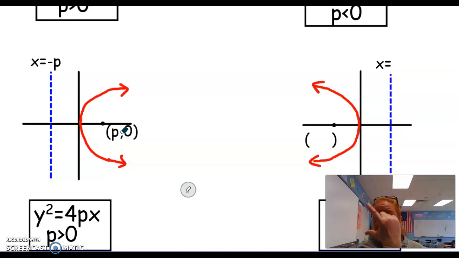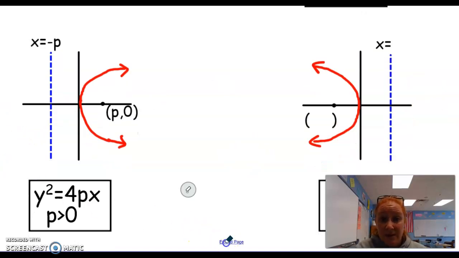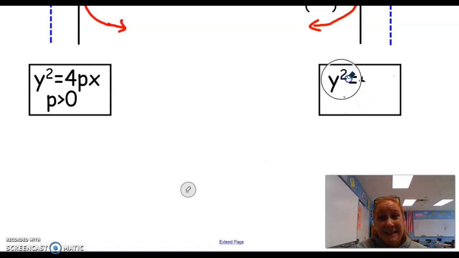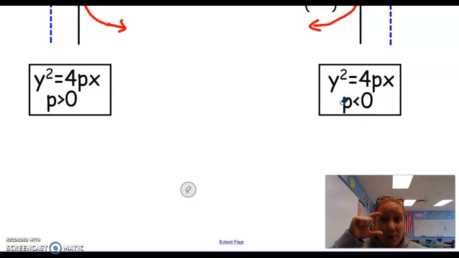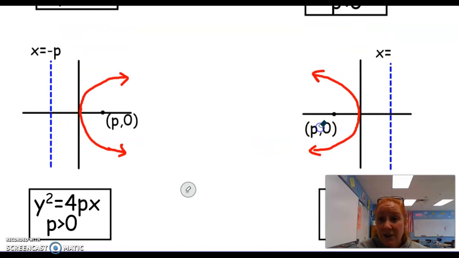Okay, this one is opening that way, so therefore we know that in the equation, let's see, we'll go up a little higher. In the equation, it's going to be a y squared because it's opening to the side. Still 4px, but this time we know that the p is negative because it's opening to the left. So I think that was backwards on your picture. It's opening that way. Okay, so let's go up here. So p is negative. This one is just the opposite of that.